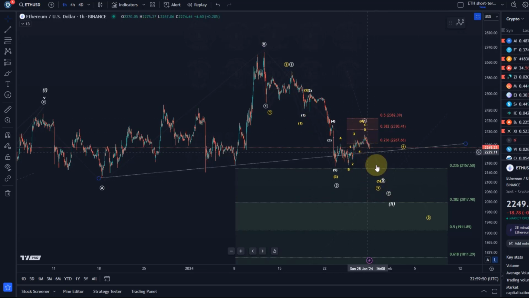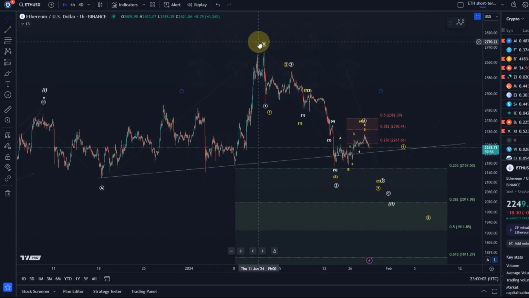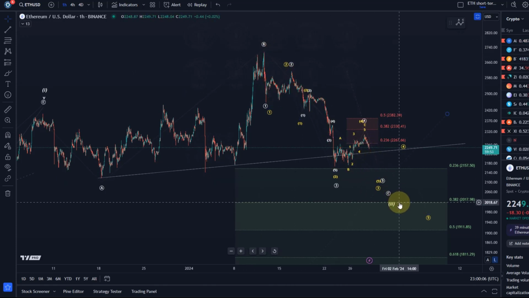The wave count suggests one more low or two more lows are likely into the area around 2,100, maybe even a little lower, depending on if we get one more low or two more lows. That just has to do with the idea that this is a C wave to the downside. A C wave is a 5-wave pattern.